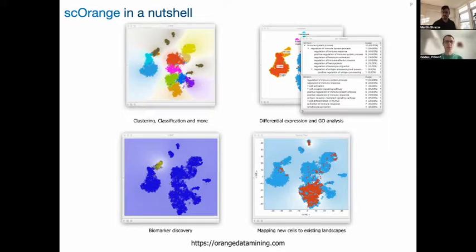Okay, so SC Orange allows various types of analysis. It enables clustering and classification. It allows some kind of functional analysis. It can help us with discovering new cell types in the data and also mapping of new cells to the existing landscape.